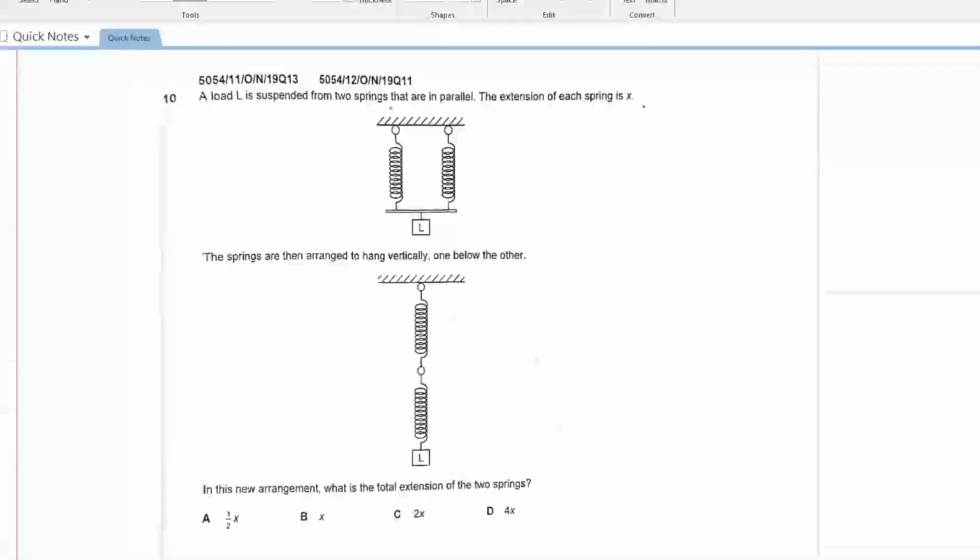A load L is suspended from two springs that are parallel. The extension of each spring is X. Okay. Here, if you can see, a load L is being applied. This spring will get L upon 2. This spring will get L upon 2. Hence, this spring will have an extension of X. This spring will have an extension of X.